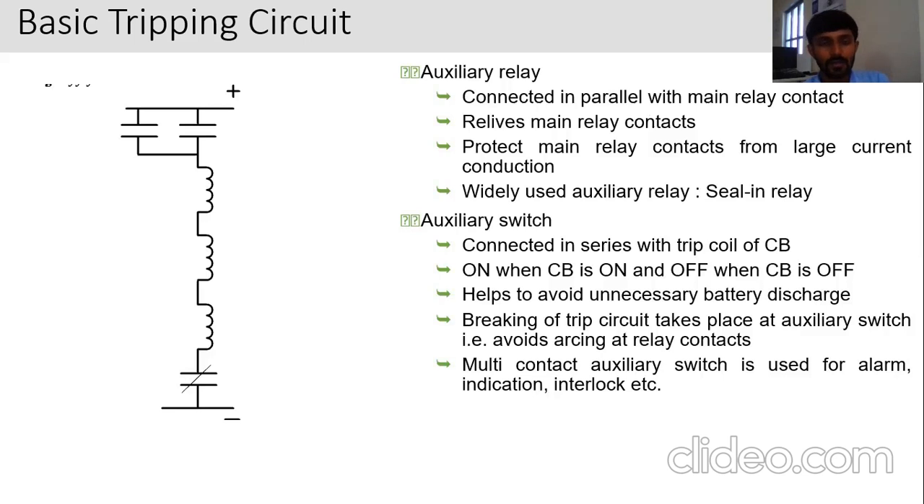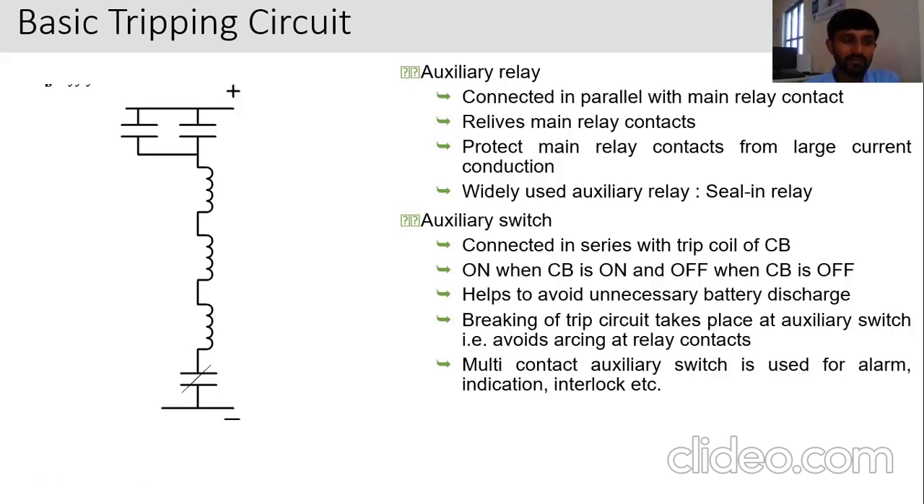The other protection, the main relay contact from the large current conduction, is widely used, and the auxiliary relay is used as a sensor. So the auxiliary relay is used for any auxiliary protection. If the main relay is malfunctioning or not able to operate on this fault, then the auxiliary relay comes into action. And the second one is the auxiliary switch. The auxiliary switch is connected in series with the coil of the circuit breaker.